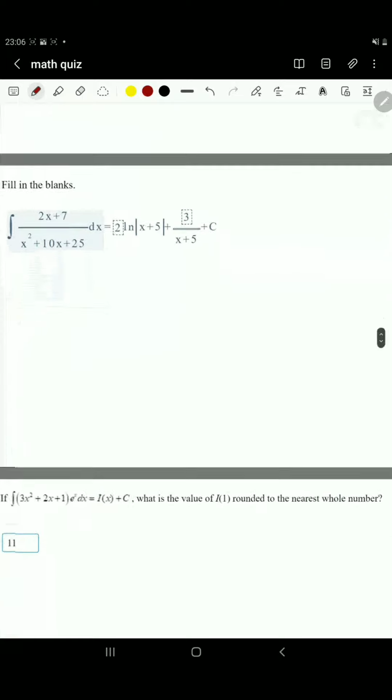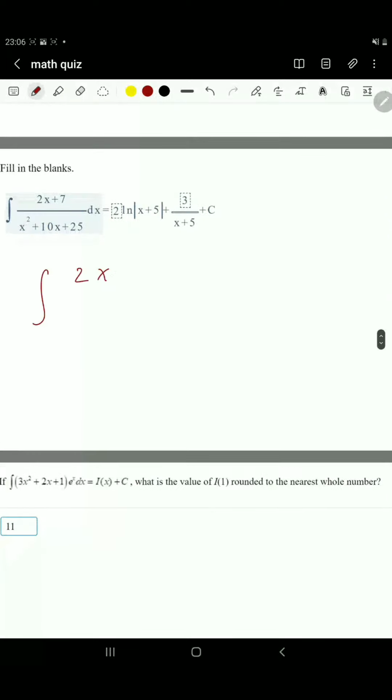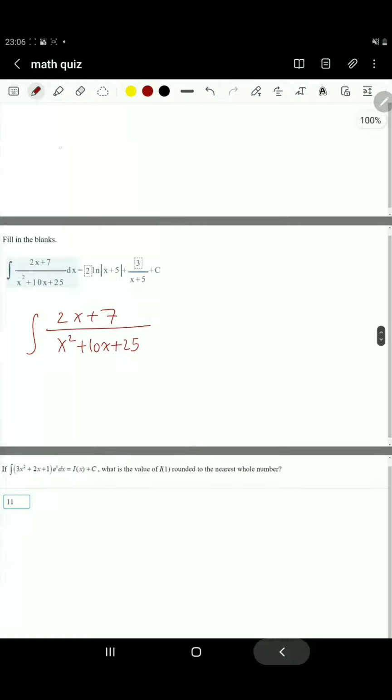The next one. Integral of 2x plus 7 over x squared plus 10x plus 25. x squared plus 10x plus 25 is just x plus 5 all squared.